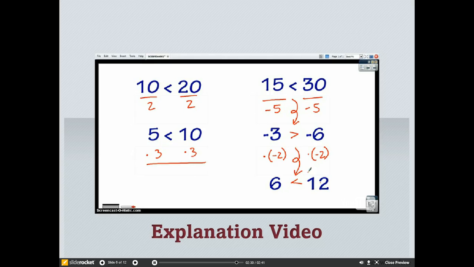So basically what we're saying here is that when you multiply or divide with inequalities, you have to be careful when multiplying or dividing by a negative, which we'll sum up in this next slide.